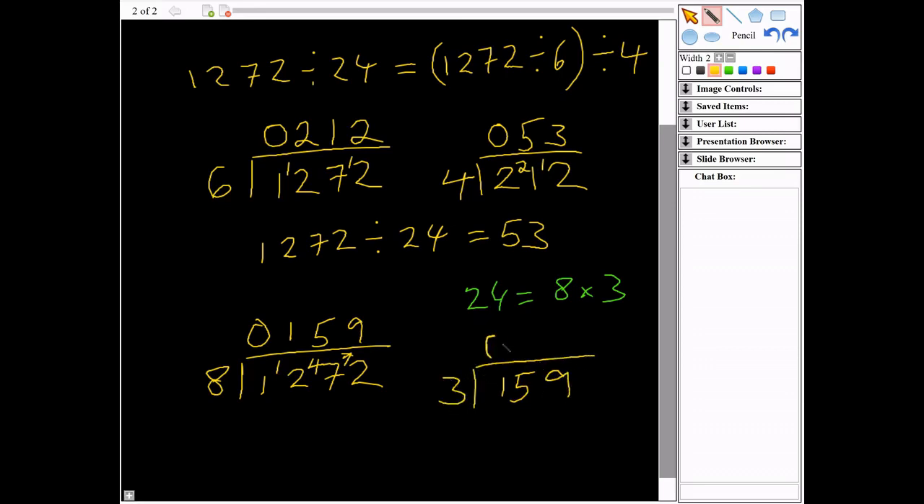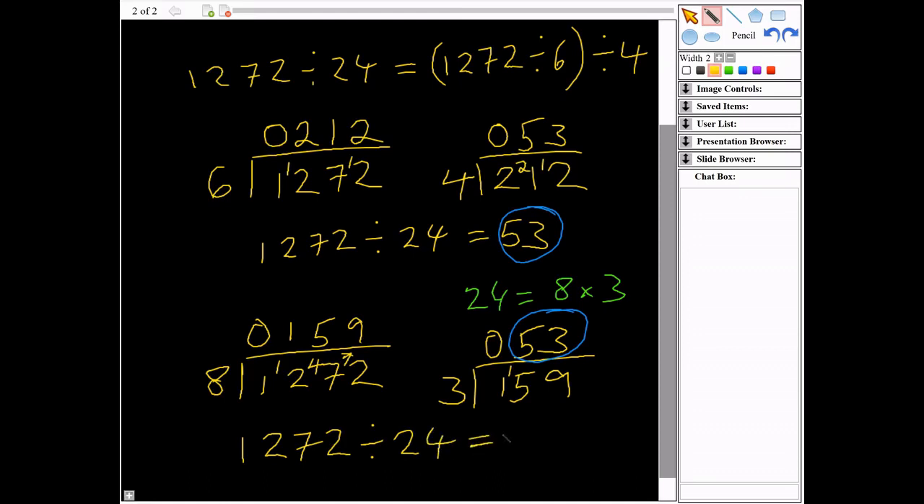3's would go into 1 0 times, remainder 1. 3's into 15 would go 5, no remainder, so then I just do 3's into 9, which would give me 3. So that's given me 53, the exact same answer that I had here. So I had 53 here, I had 53 here. So we can agree that 1,272 divided by 24 is equal to 53.